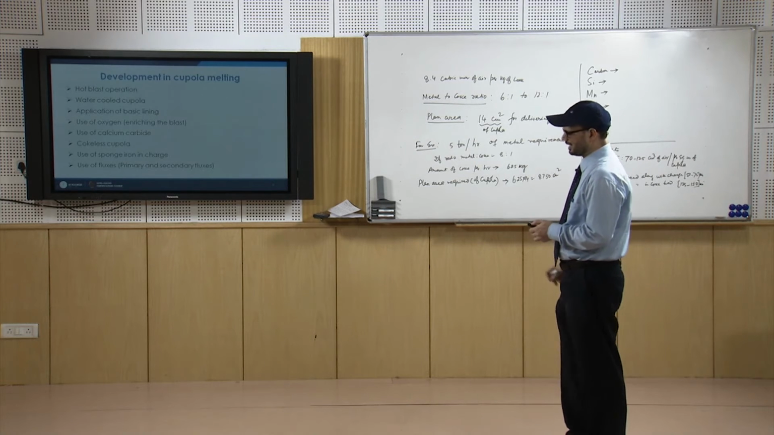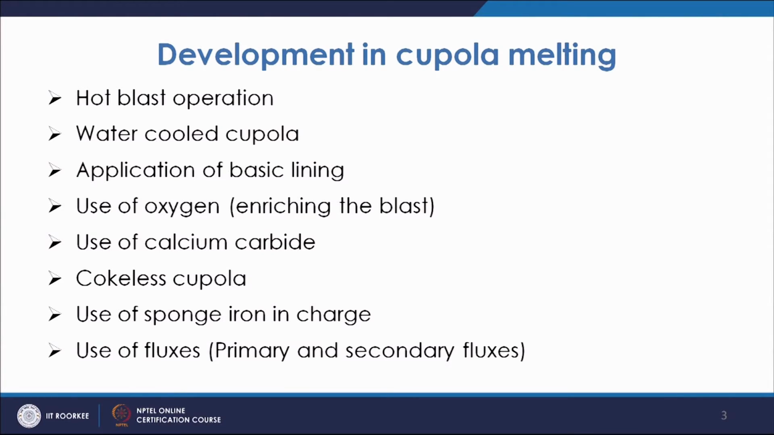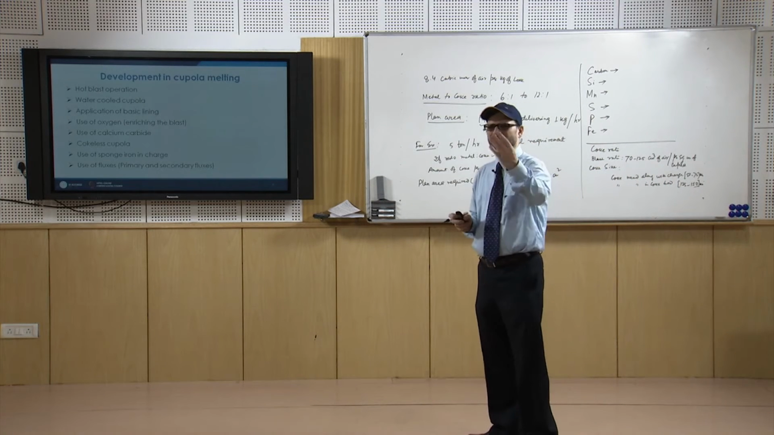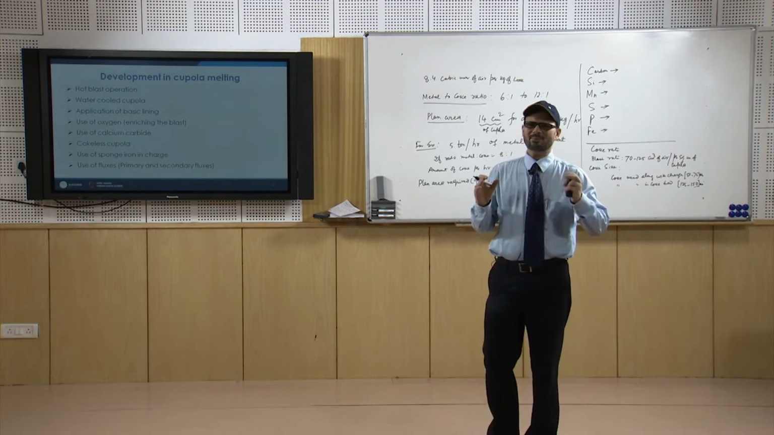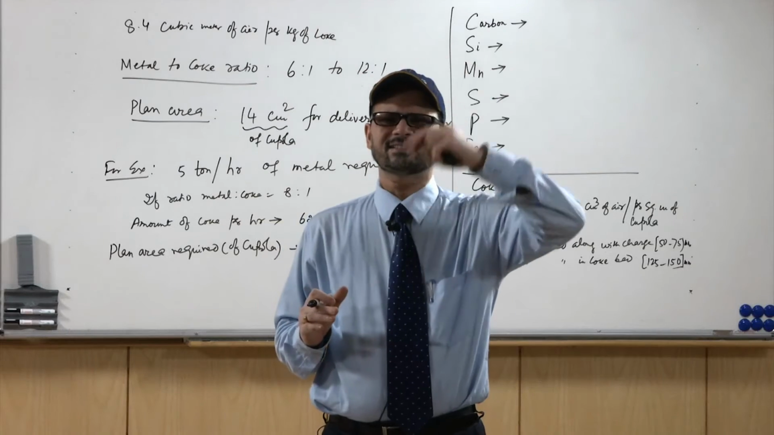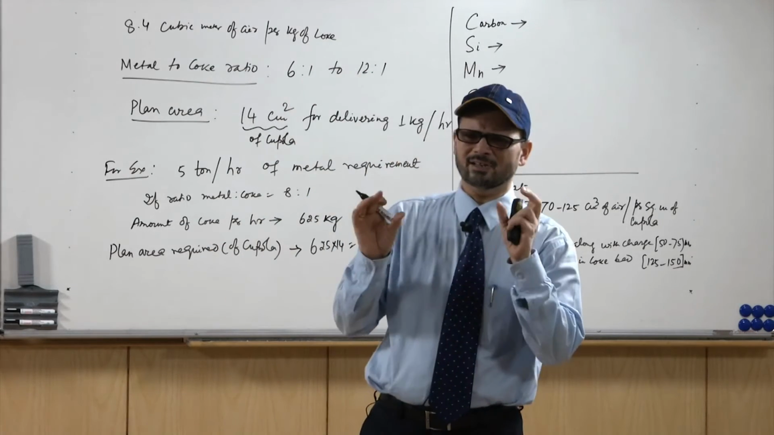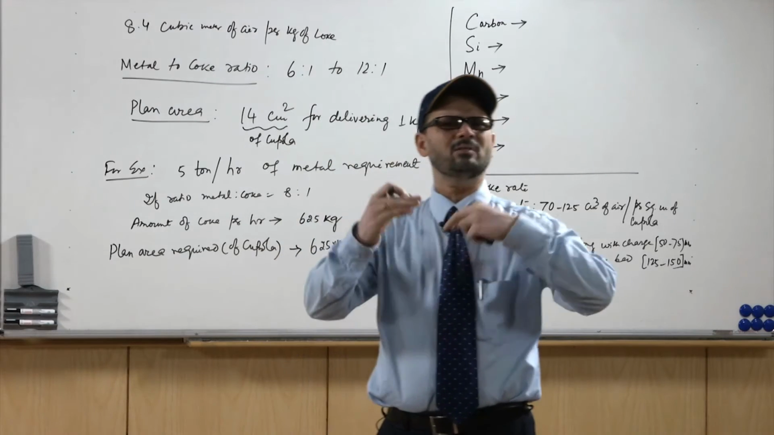Now, there are many developments in cupola melting, and we had discussed a few, that is hot blast operation, where we increase the temperature of the air and that increases the metal delivery rate. You have water cooled cupolas, where in many cases there is a large amount of corrosion or erosion of the refractories, because of higher temperature and because of the reactivity of the slag.